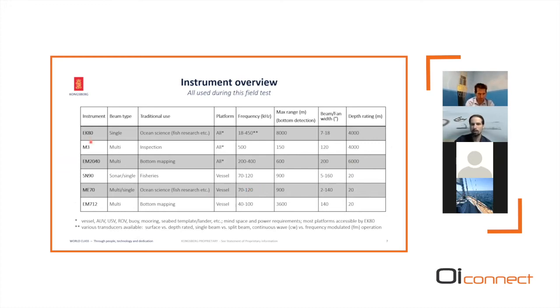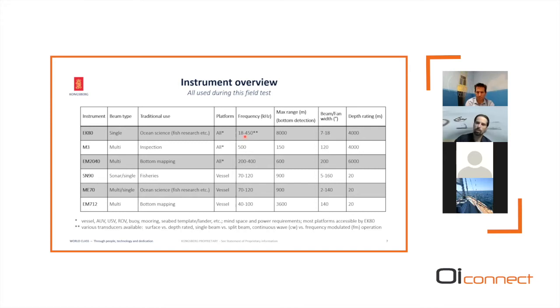So let's start off with the EK80, being an echo sounder usually applied in ocean science. It's a single beam instrument. You can get it on almost all platforms if size and power consumption allows. But when it comes to the EK80, it's a fairly versatile unit. You have various frequencies that you can get transducers for.